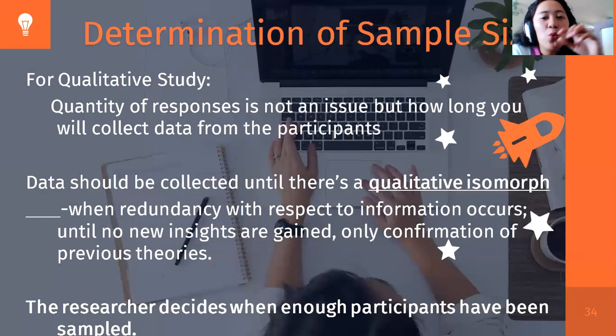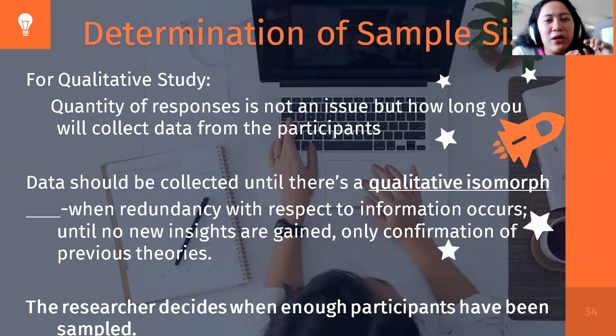But for qualitative research, you don't need to consider the number of respondents, because quantity is not an issue. Quantity of response is not an issue, but how long you will collect data from the participants. So the quality of the responses is our concern in a qualitative study. Data should be collected until there is a qualitative isomorph.